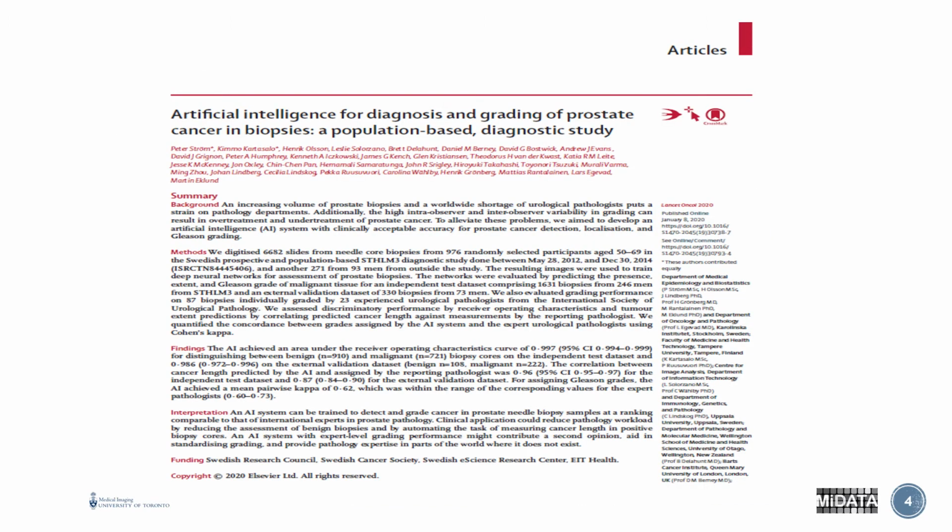As always, we start with an example. This is a recent paper from this year, 2020, from the Lancet Oncology Journal, and it is looking at the ability of an artificial intelligence machine learning algorithm to identify and grade prostate cancer biopsy cores.